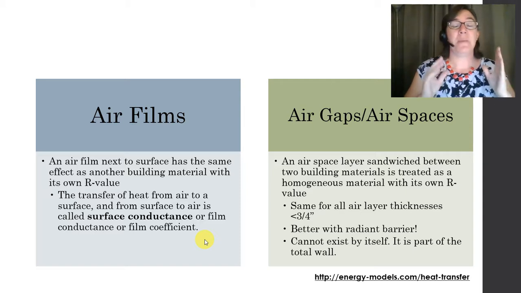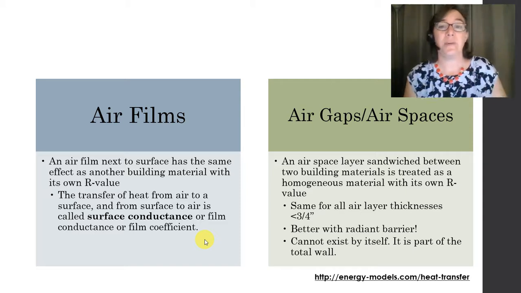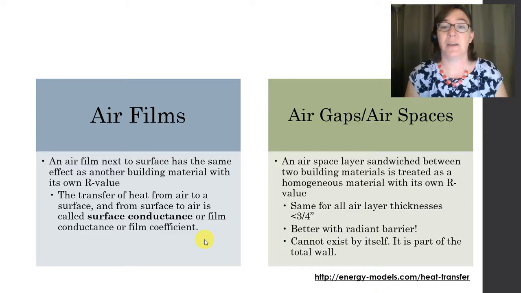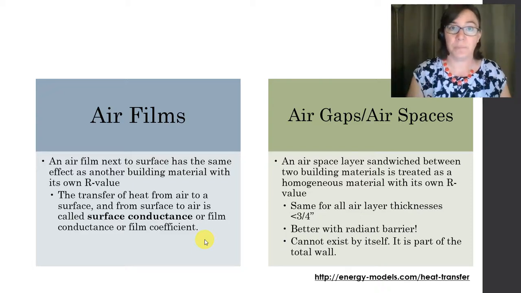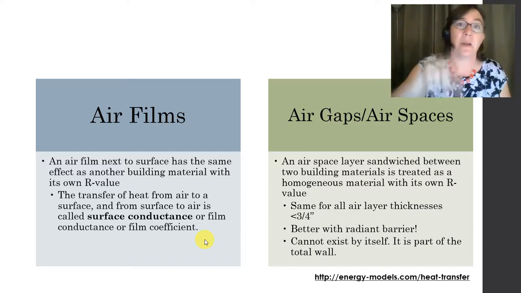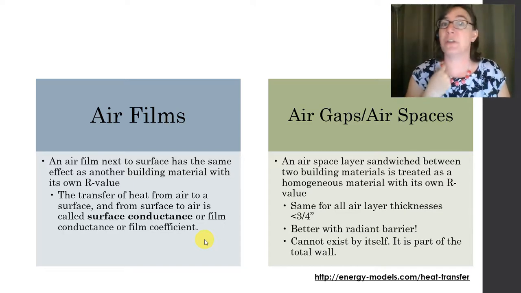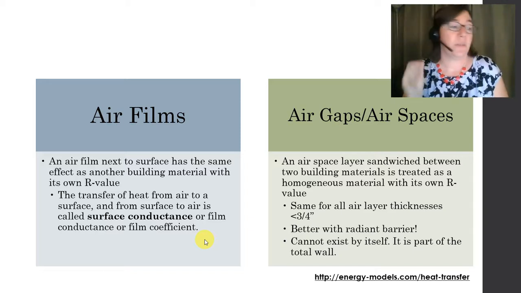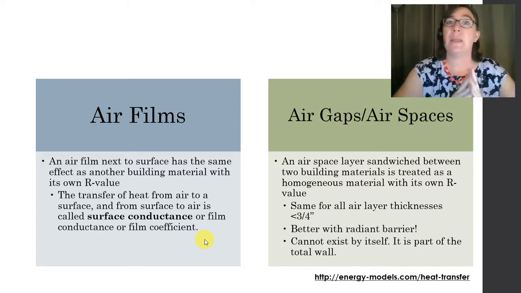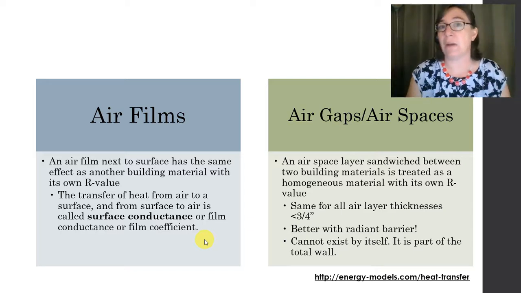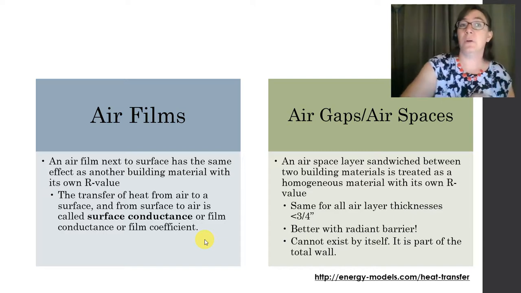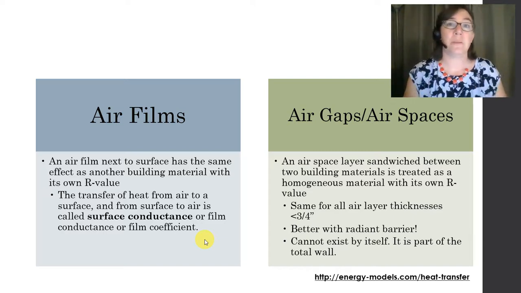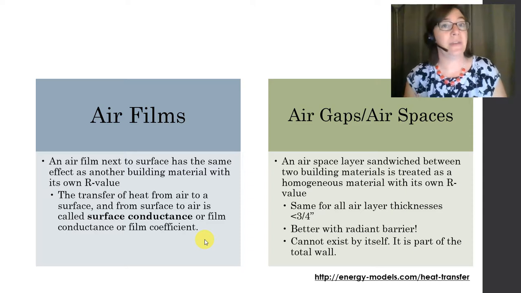That R value is the same for all air gap thicknesses or all air space thicknesses greater than 3/4 inch. If it's too small, there's not enough room for that convection cycle to happen. There's a whole discussion of that in your textbook. But in general, it's about the same for all air layer thicknesses greater than 3/4 inch. There is more R value or more insulative value with a radiant barrier, so that could be important.